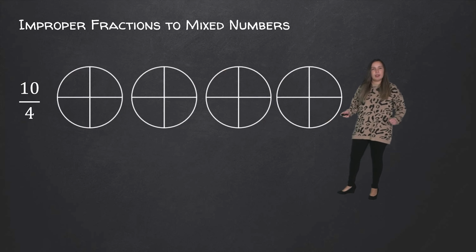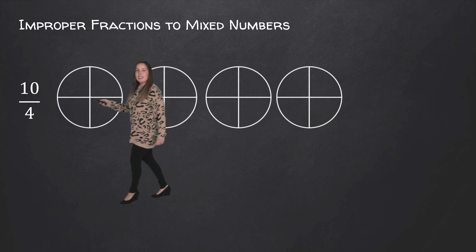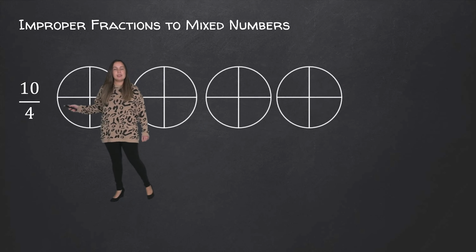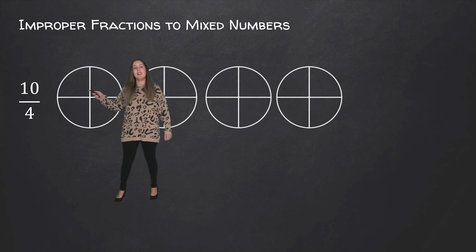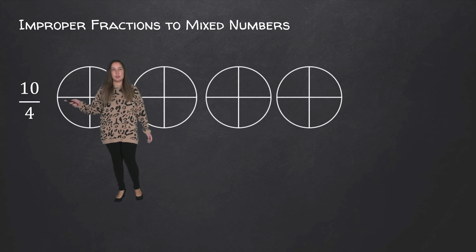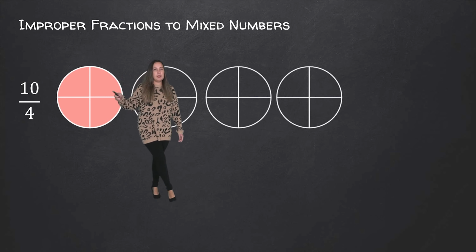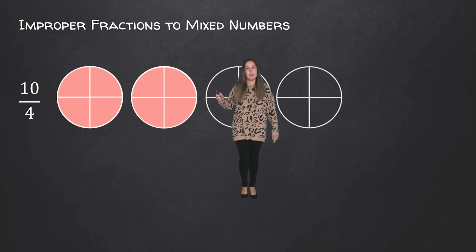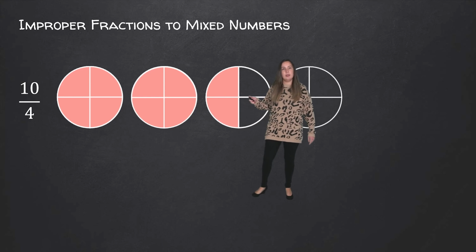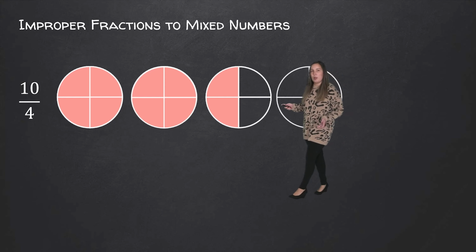So let's do our final example. Here we have 10 over 4. And again, the denominator represents how many equal parts each one of these circles is going to have. And the 10 represents how many of these parts we're going to shade in. So 1, 2, 3, 4, 5, 6, 7, 8, 9, 10, and that's it. So now that we have 10 parts shaded in, let's go ahead and represent this as a mixed number.